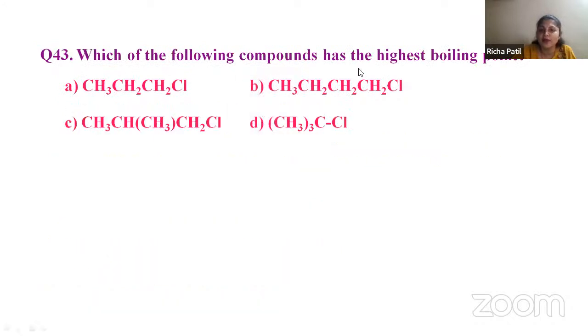Which of the following compounds has the highest boiling point? We'll solve this question. It is B. B is the correct answer, because it is a straight chain compound. The number of carbon atoms is more compared to the first, which is 3, and this is the second. The others are substituted products. So it is B, correct.